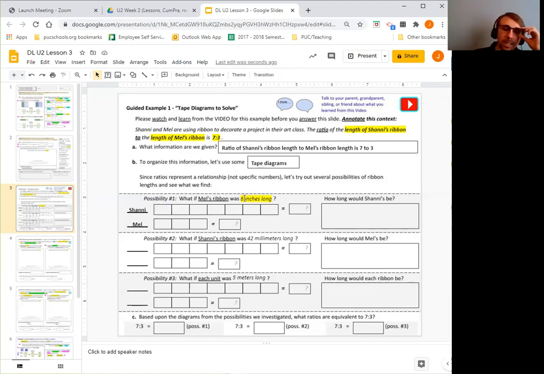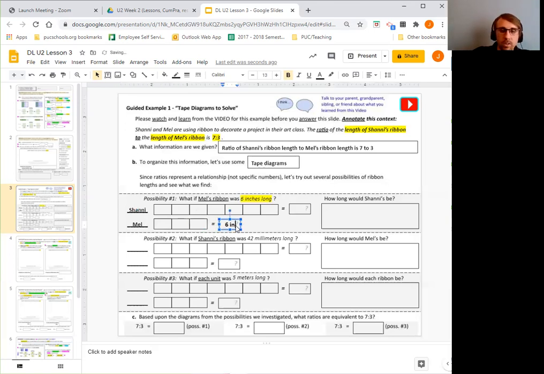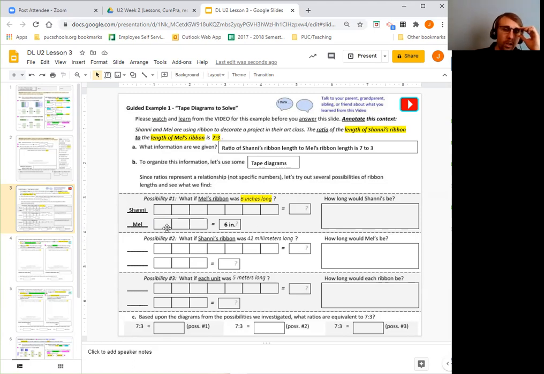So if Mel's ribbon is 6 inches long, that means the entire 3 boxes equals 6 inches. So I'm going to put 6 inches here. If there's 6 inches all together, what would need to be in each of the boxes in order to get to 6 as a total? Okay, so if we try 1, that would be 1, 1, and 1. That makes 3, so that doesn't work. If we tried like 5, that would be 5, 10, 15. That wouldn't work. But 2, that might work. 2, 2, and 2. 2 plus 2 is 4, plus 2 more is 6. Okay, so that's going to work.